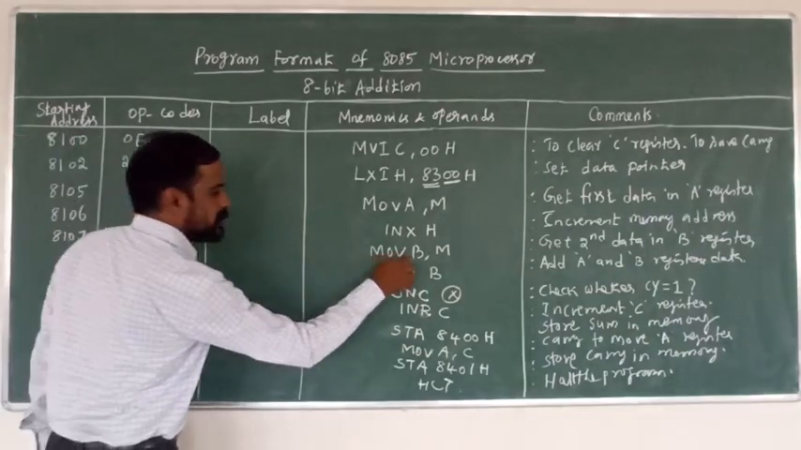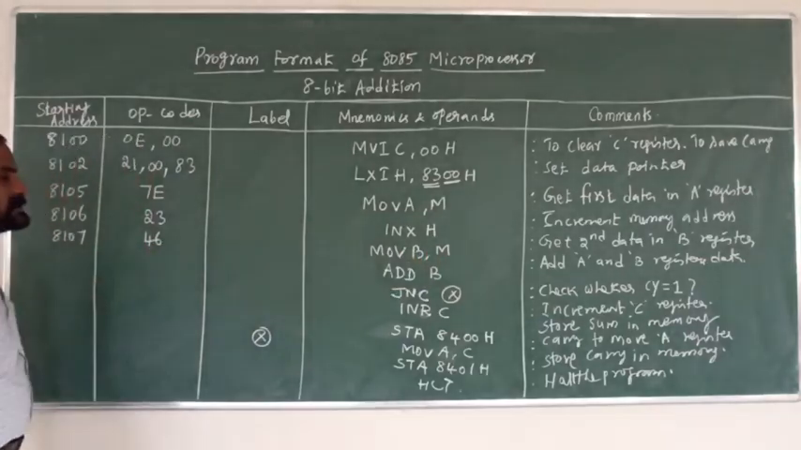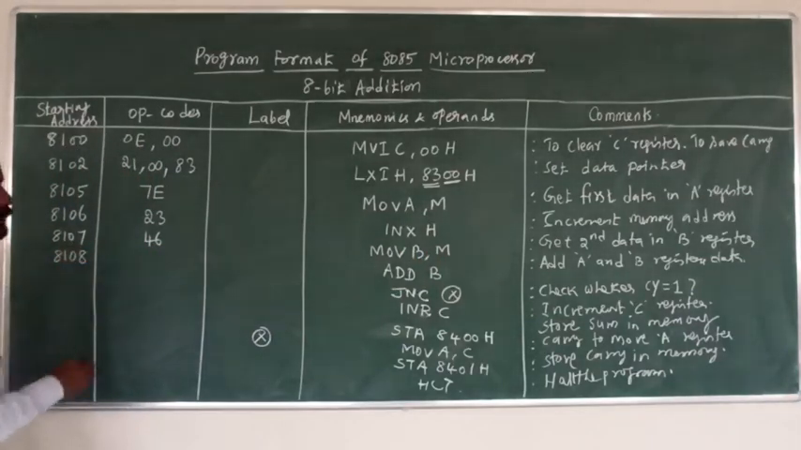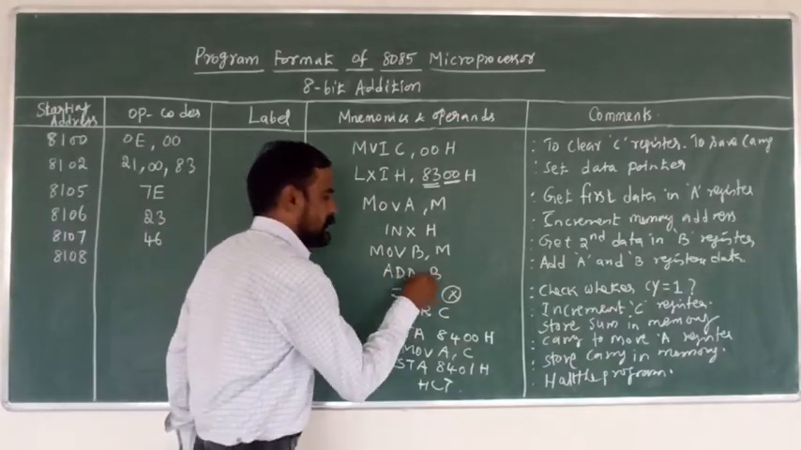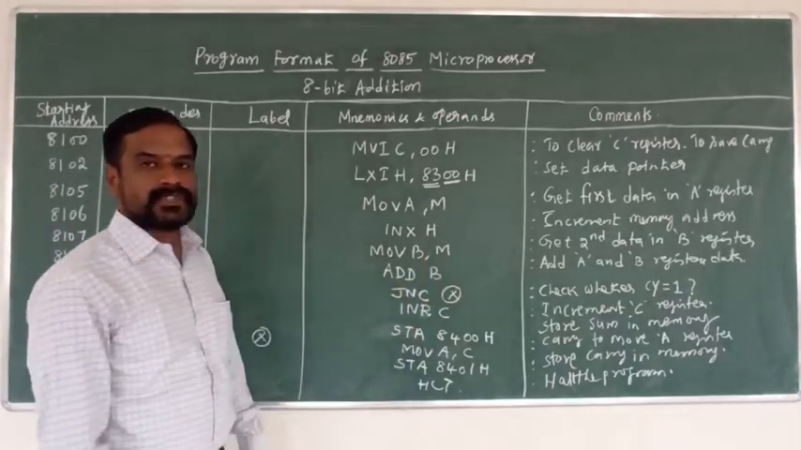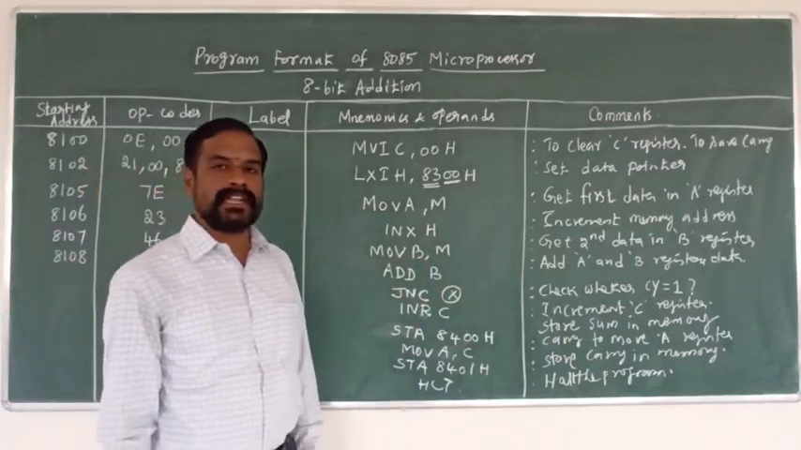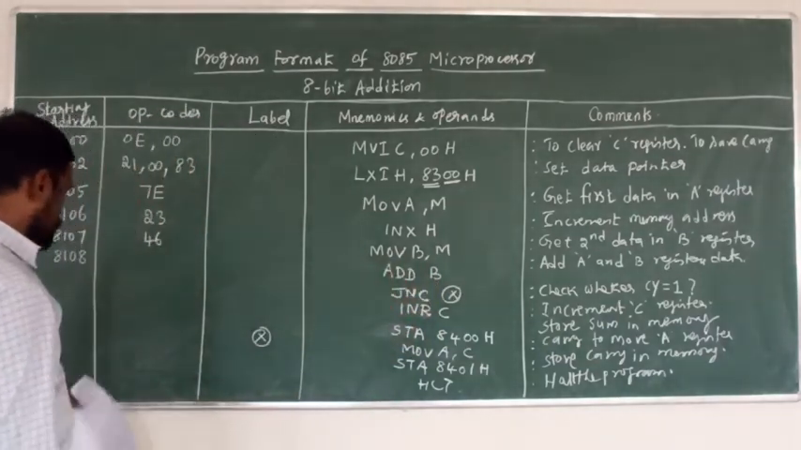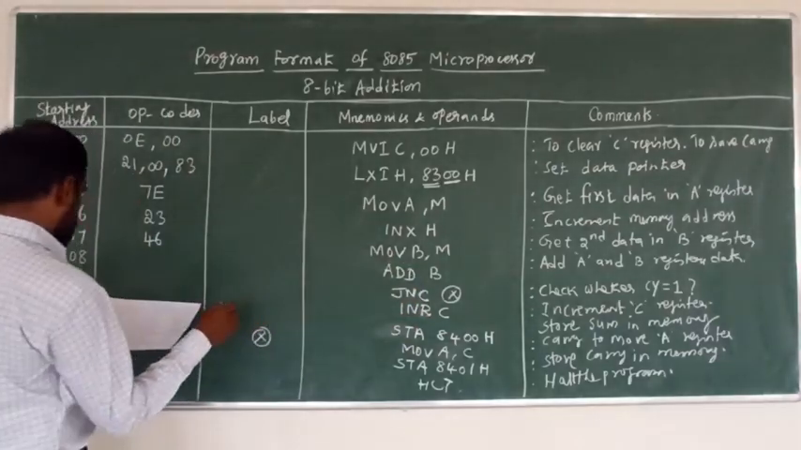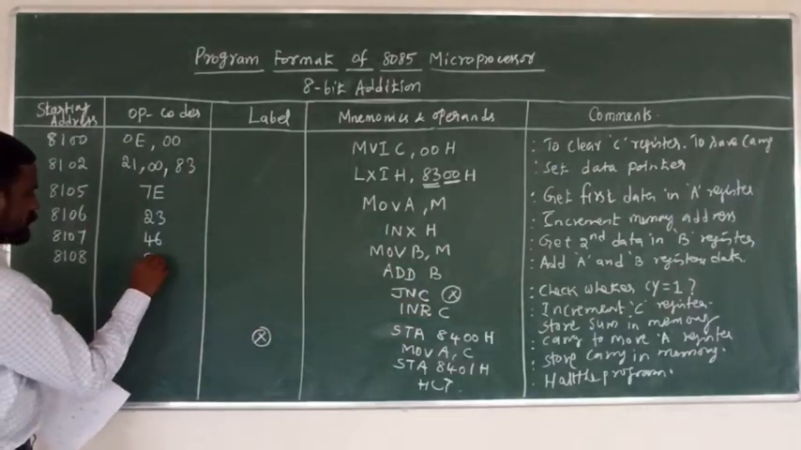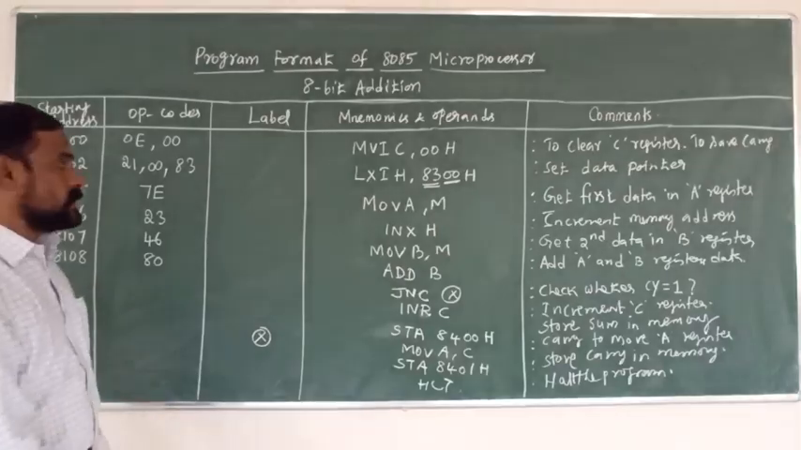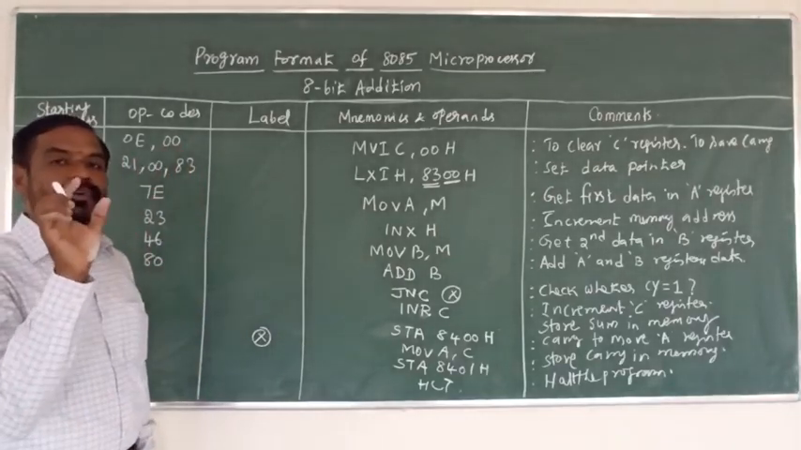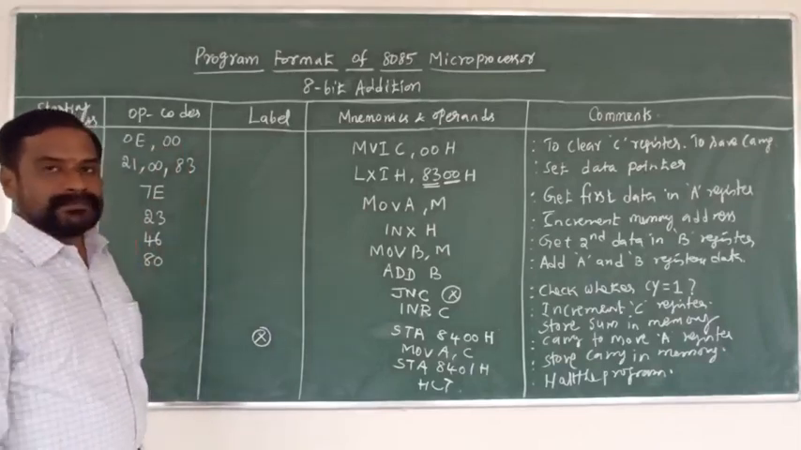Okay, MOV B, M, 46. Next address 8108, ADD B. This is also a single byte instruction, only opcode. Now for ADD B, the corresponding opcode is 80. Okay, here for all the opcodes, refer to the opcode sheet.